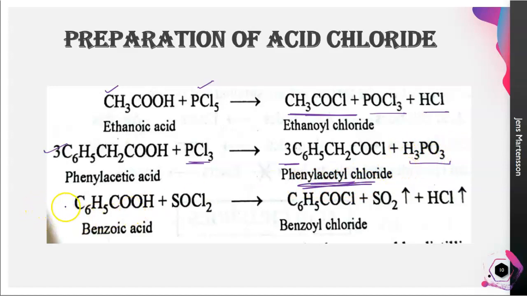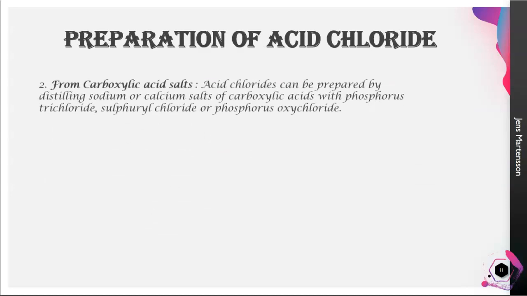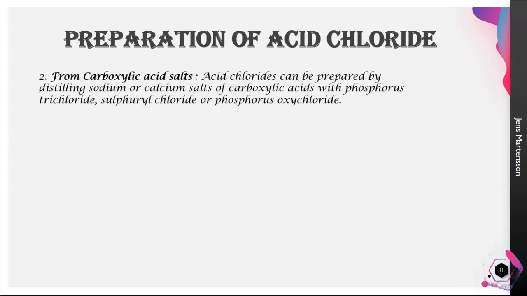Then comes benzoic acid on reaction with thionyl chloride. This reaction is always going to be more feasible, as it is going to give you your acid chloride as a pure product. Because these two gases are volatile, they will evaporate off, so there are no side products left. Clear? So we'll discuss another method of preparation, that is from carboxylic acid salts.